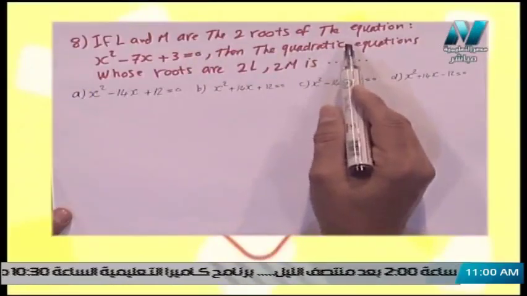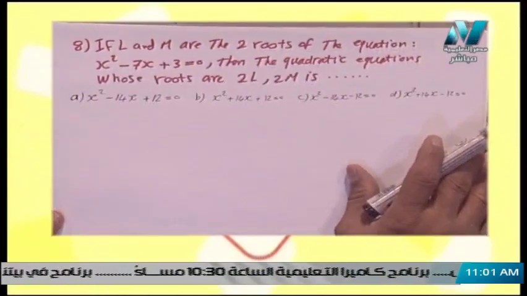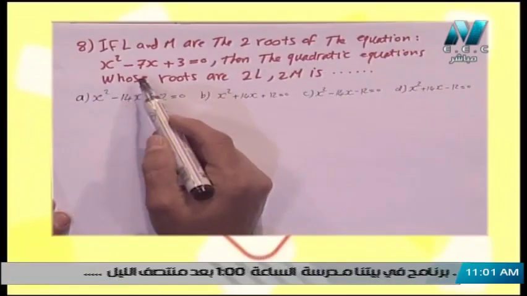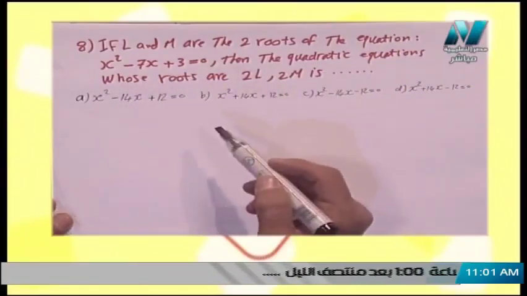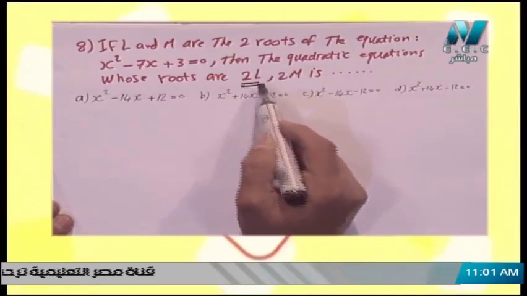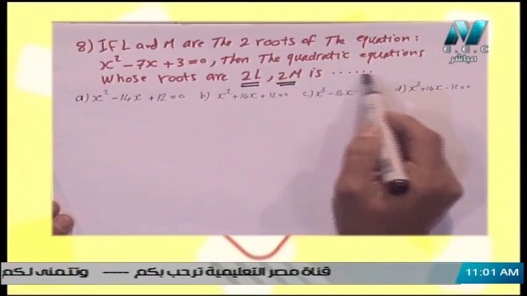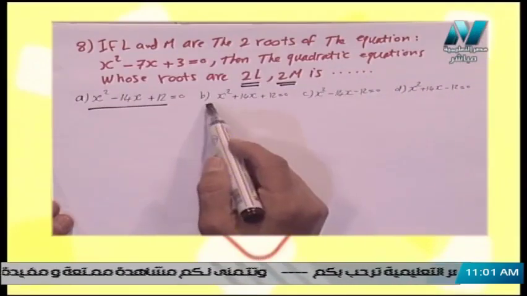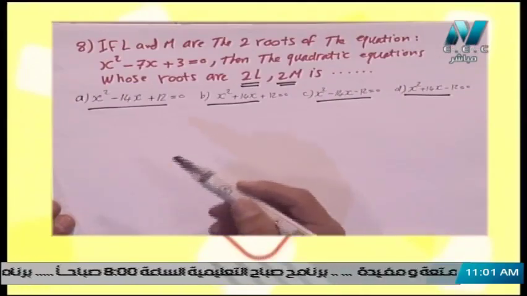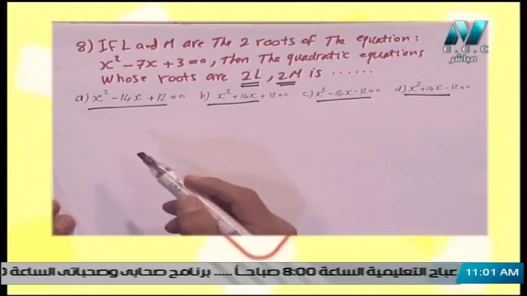Let's look at this question. If L and M are the two roots of the equation x power 2 minus 7x plus 3 equals 0, then the quadratic equation whose roots are 2L and 2M is one of these four equations. Okay, so let's make a test for them.